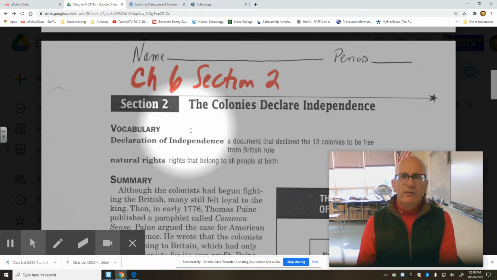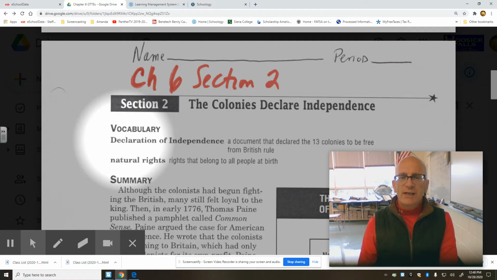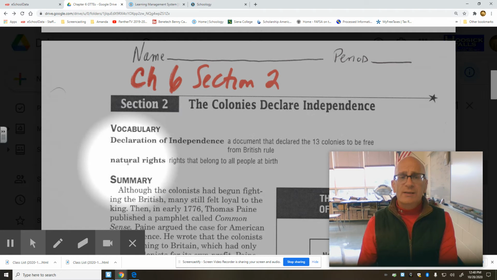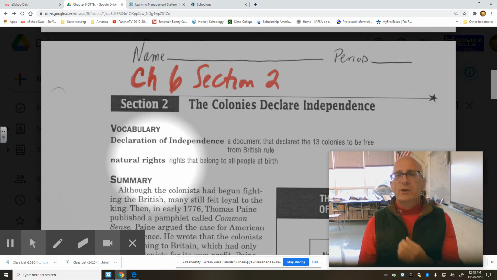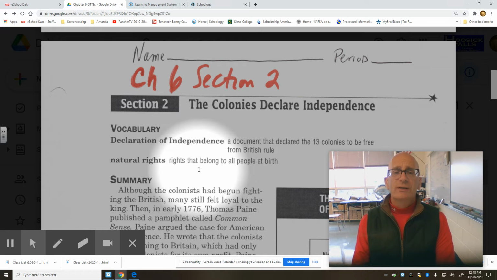This section consists of 5 vocab terms, 2 of which appear here at the top of the worksheet. First term, Declaration of Independence, a document that declares the 13 colonies to be free from British rule. And the second term is natural rights, rights that belong to all people at birth. As American citizens, we are said to be born with natural rights, the rights to life, liberty, and to pursue happiness. Those rights, in addition to many others, are rights we are born with at birth.